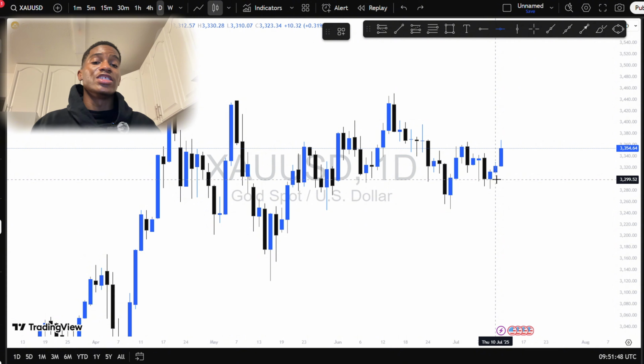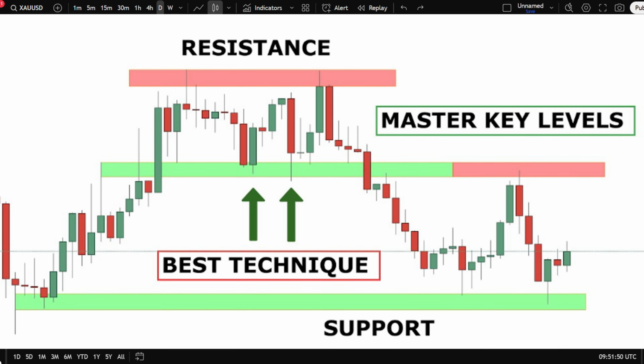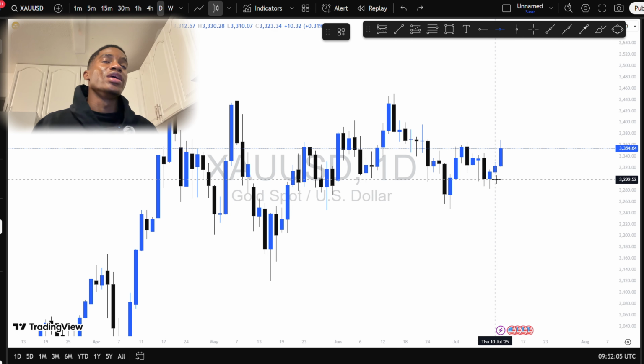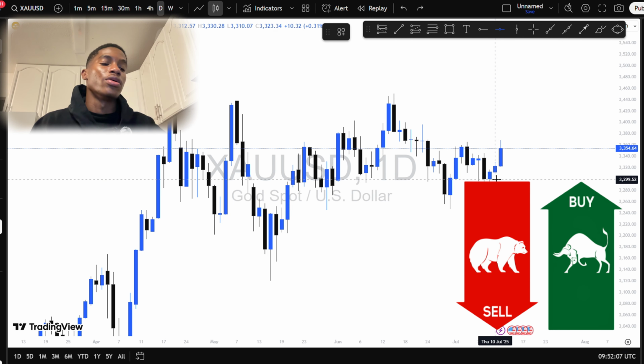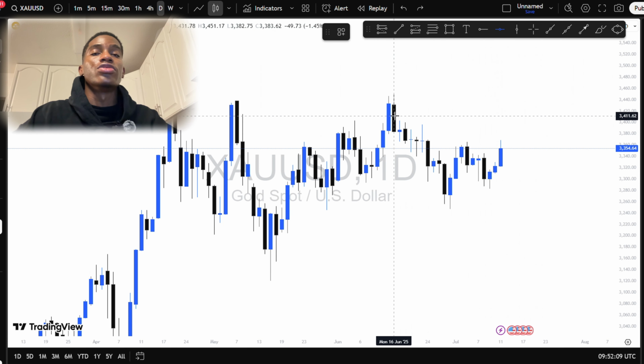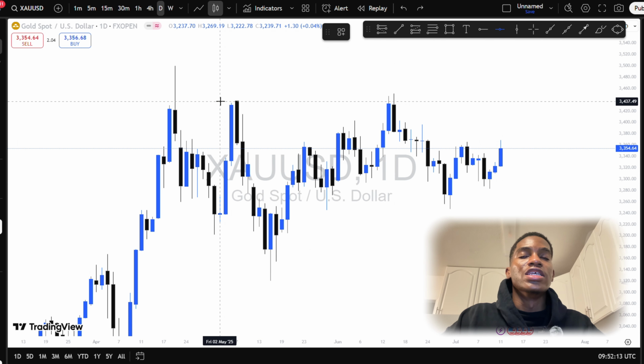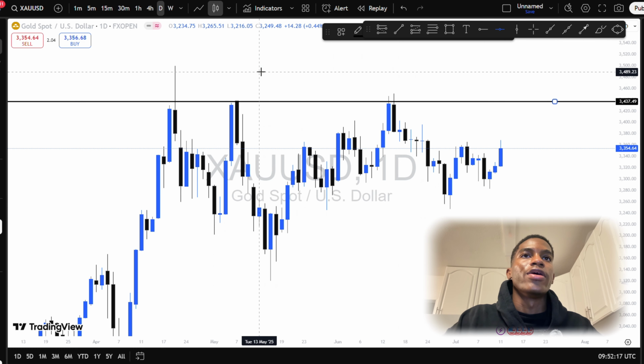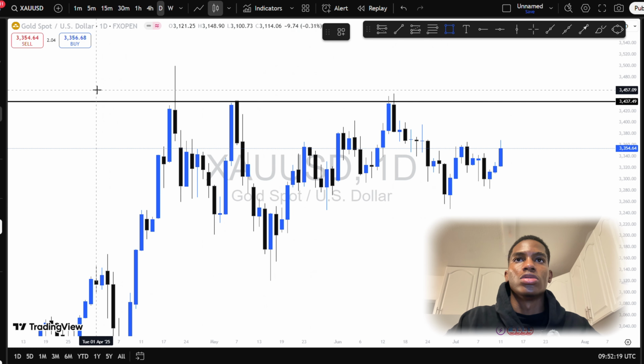Support and resistance is basically key levels which the market reacts from. That's how traders make their decision on whether they're going to buy or sell. So I'm going to explain how to use support and resistance right now. Right here, this is the key level, as you guys can see. So I'm going to put a horizontal line right there, and I'm going to put a rectangle right here.